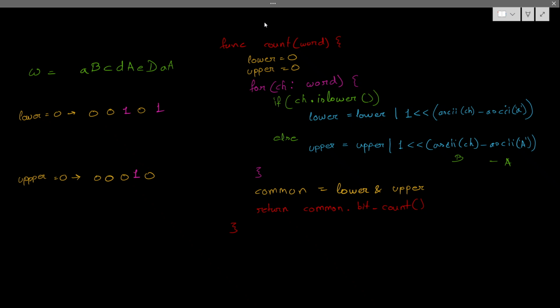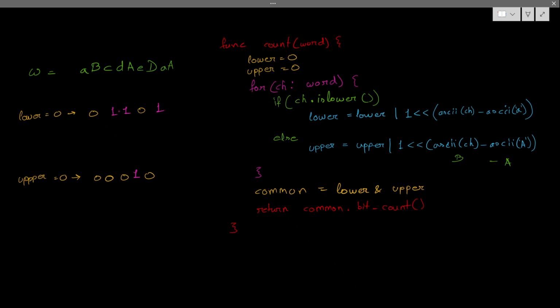Next case, next one is D. So it will be ASCII of D minus ASCII of A, that is nothing but 3. So what will I do? I will do 1 left shift of 3. It becomes 0, 1, 0, 0 and 0. What will be the OR? 0, 1, 1, 0 and 1. This will be the case. So it becomes 0, 1, 1 and 0, 1.